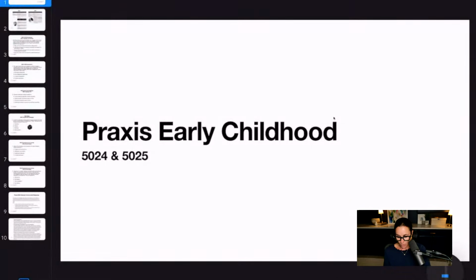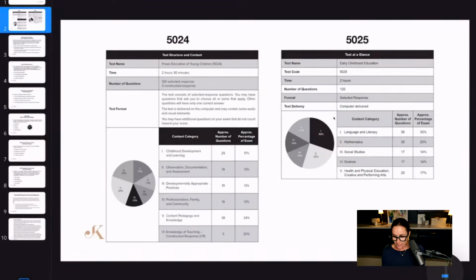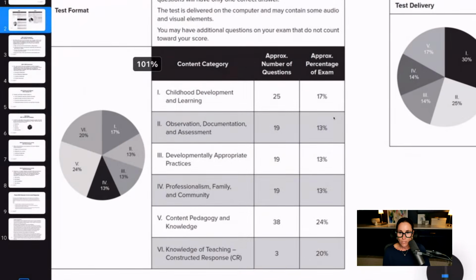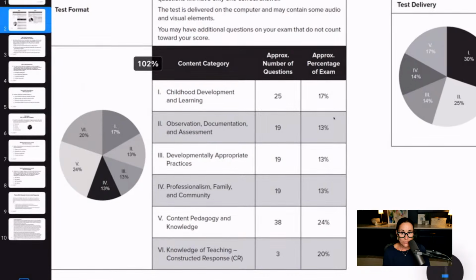All right. So Praxis Early Childhood 5024 and 5025, they're both similar and different. Okay, perfect. You can see everything you need to see here. All right, let's talk about the content very quickly, because I already talked about this. Notice the difference. So this is the 5024. Do you see how it starts off with childhood development? 25 questions, it's 17% of the exam.